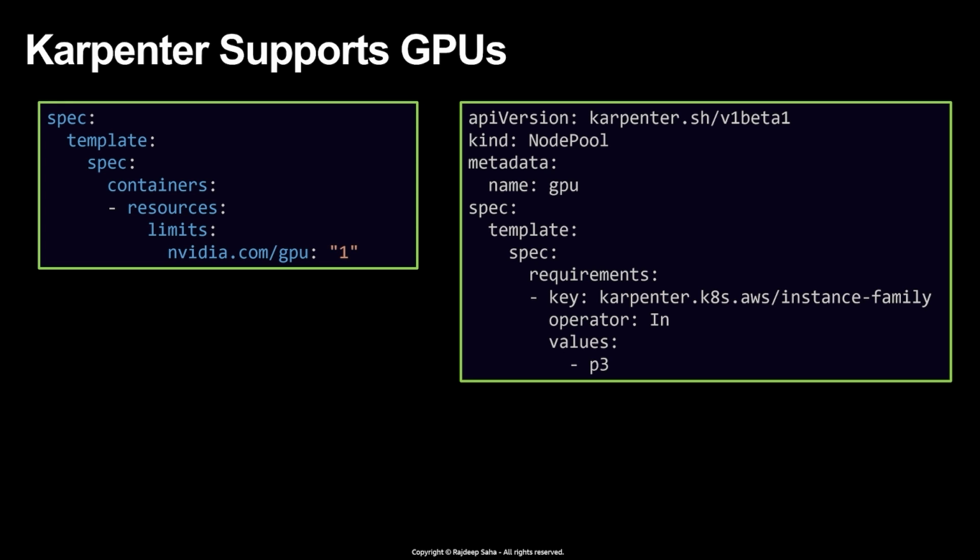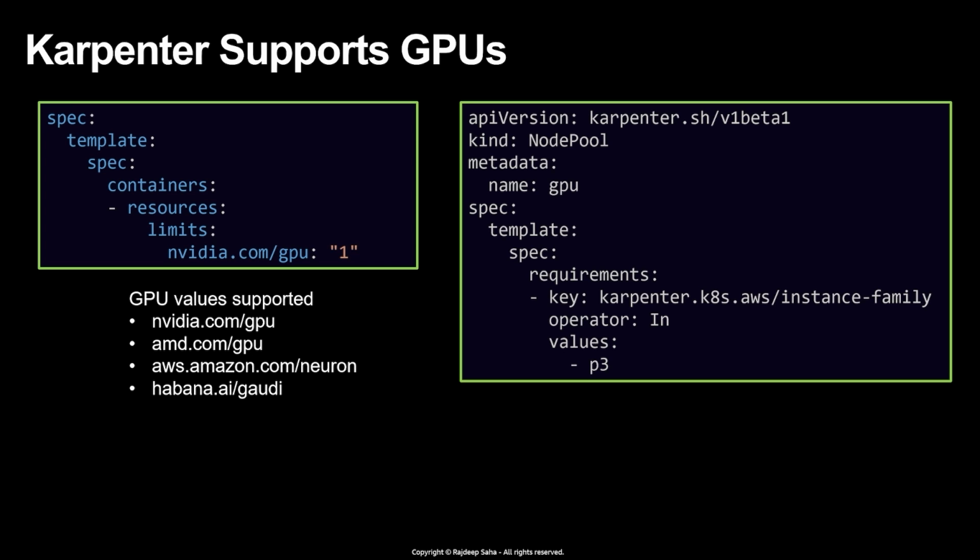Now Karpenter also supports GPU. So let's say on the left you have a sample pod specification file where you put resources limits nvidia.com/gpu: 1. And on the right you have the node pool, and you have karpenter.k8s.aws/instance-family in P3. So to satisfy this nvidia.com/gpu, the instance family must have the NVIDIA GPUs. But you don't need to specify nvidia.com/gpu on the node pool.